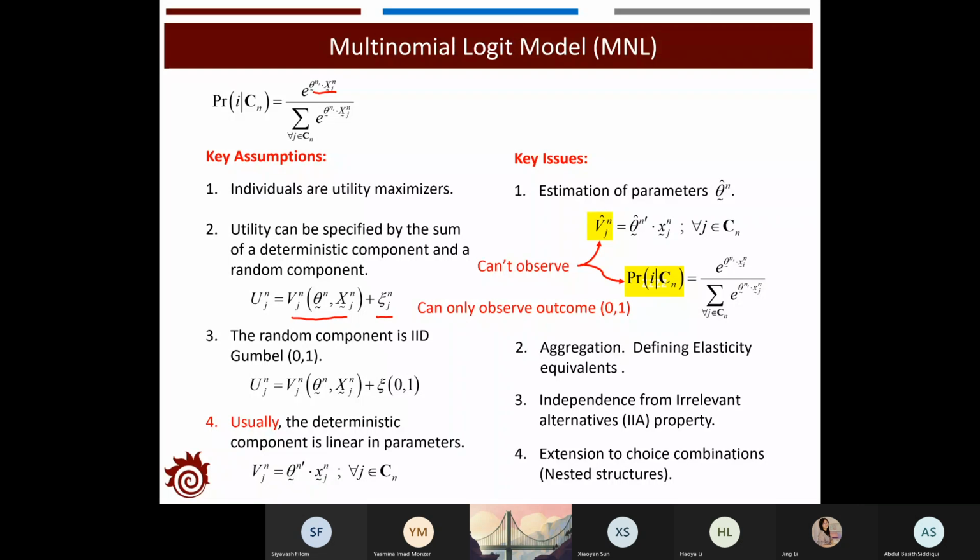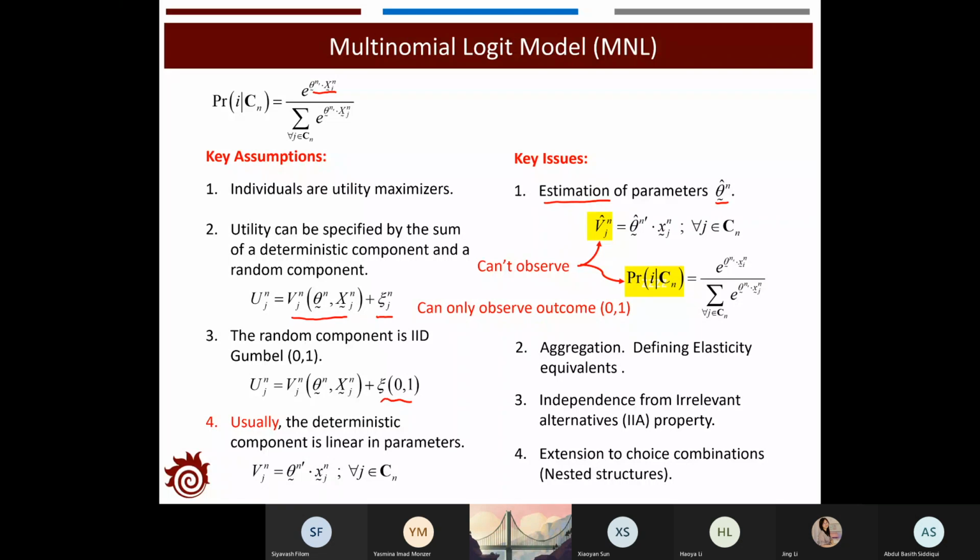And we assume that the random components follow the Gumbel distribution, all identical and independent Gumbel distributions with the parameters of 0 and 1, the standard Gumbel distribution. And we assume the deterministic component is a linear function of a set of variables. So that's all the assumptions we have for the multinomial logit model, and we have already proposed the method to estimate the parameters. That's the calibration method we learned in the last lecture.